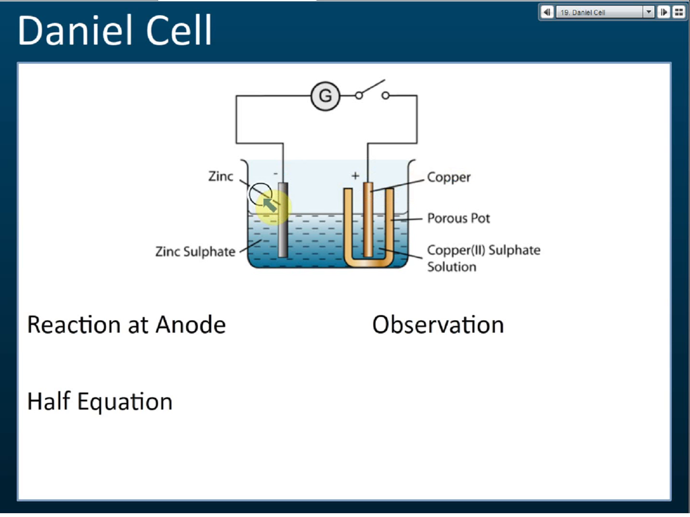The negative one is the anode, so zinc is the anode. For the reactions at the anode, I think we don't need to write this one, just straight away write the half equation. At the anode, zinc will release electrons. Always remember, at the anode, the metal will release electrons to form ions. You form zinc ions by releasing 2 electrons. So the observation is that the electrode will corrode and become thinner.